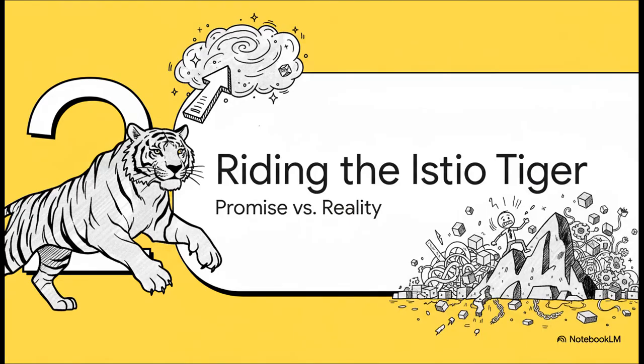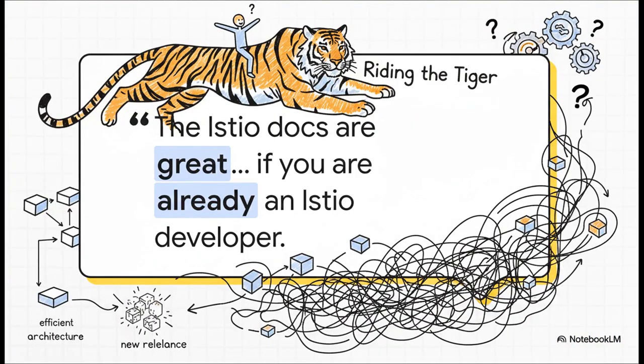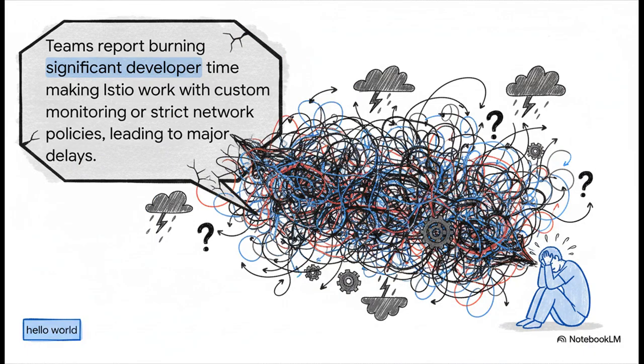But, as so many developers have found out the hard way, that amazing promise can come with a pretty painful dose of reality. This quote is from a fantastic blog post called Riding the Tiger, and it just hits the nail on the head. There's this feeling out there that Istio has a learning curve that's more like a learning cliff. It is incredibly powerful, for sure, but it's also packed with concepts and jargon that can just feel totally overwhelming at first.